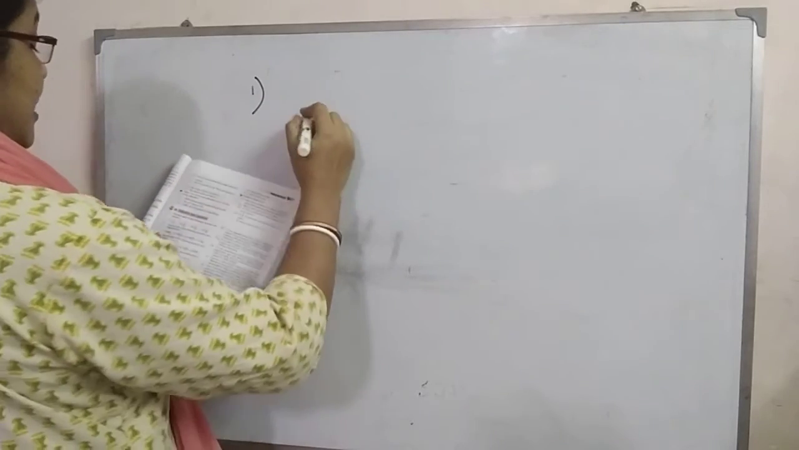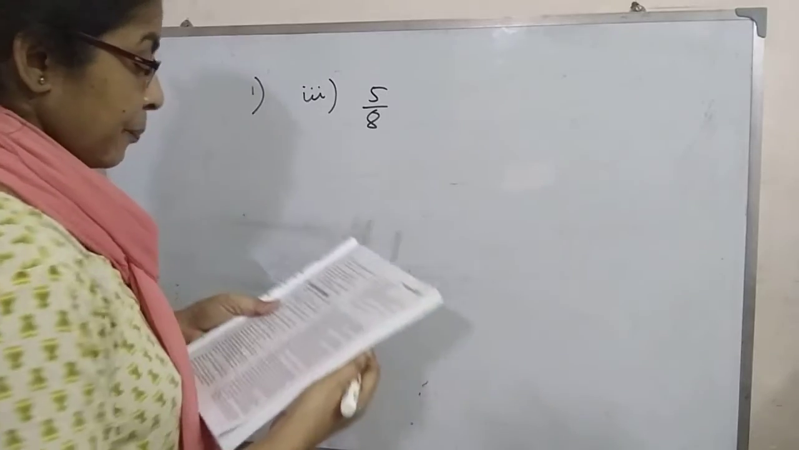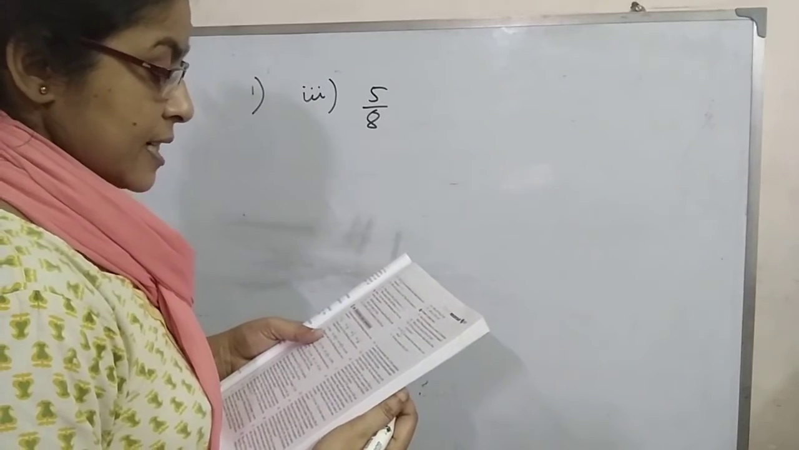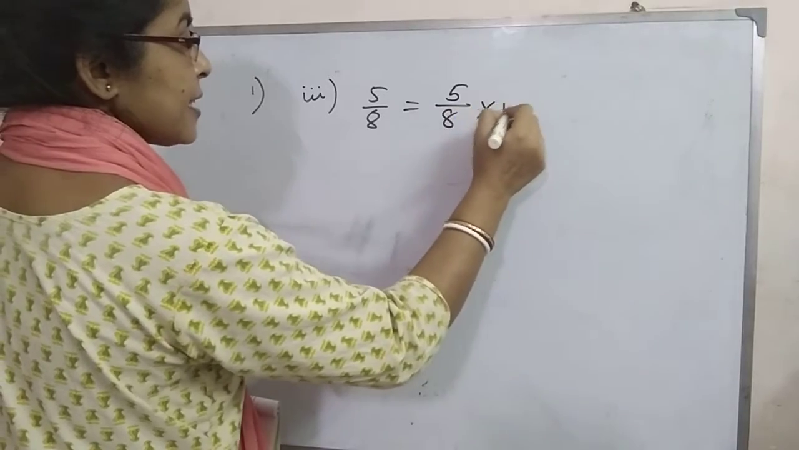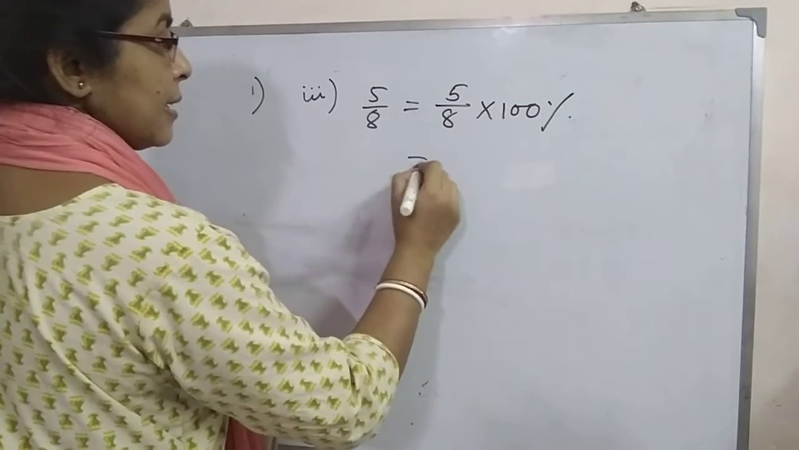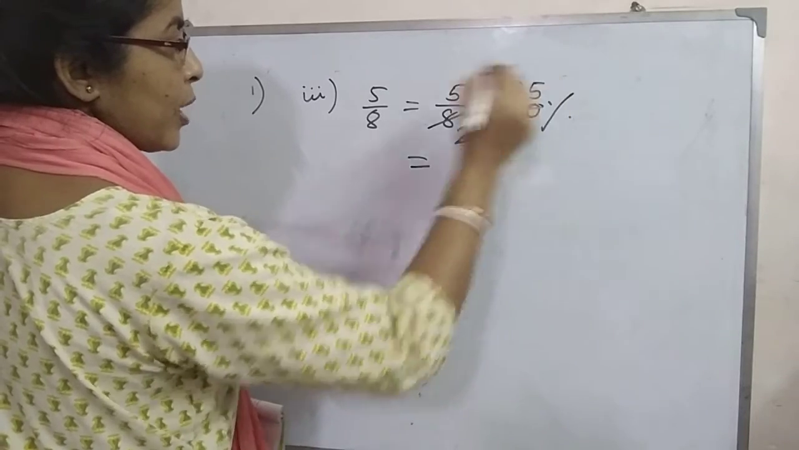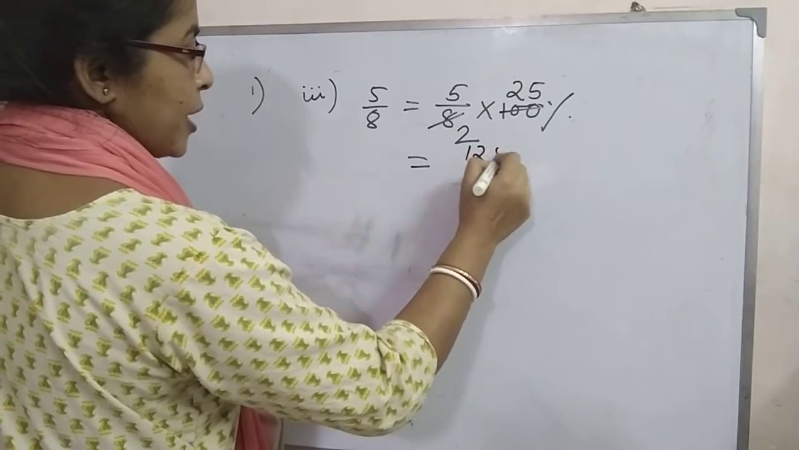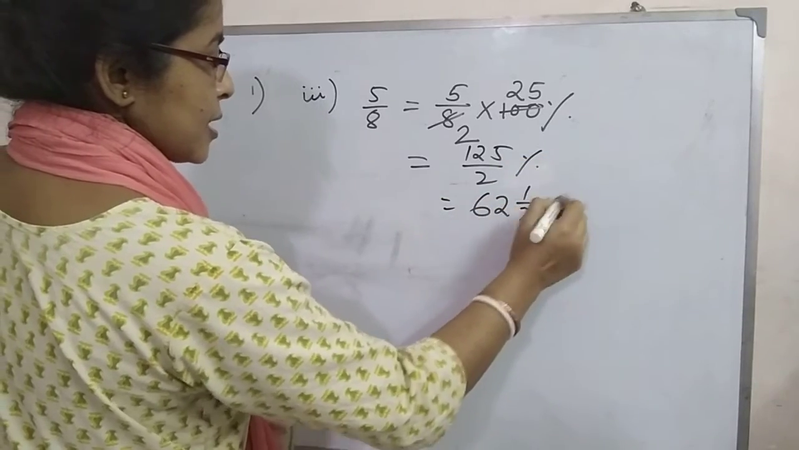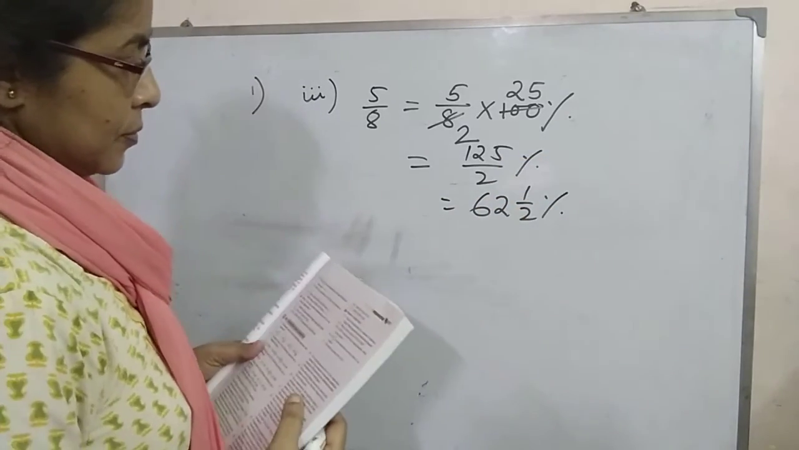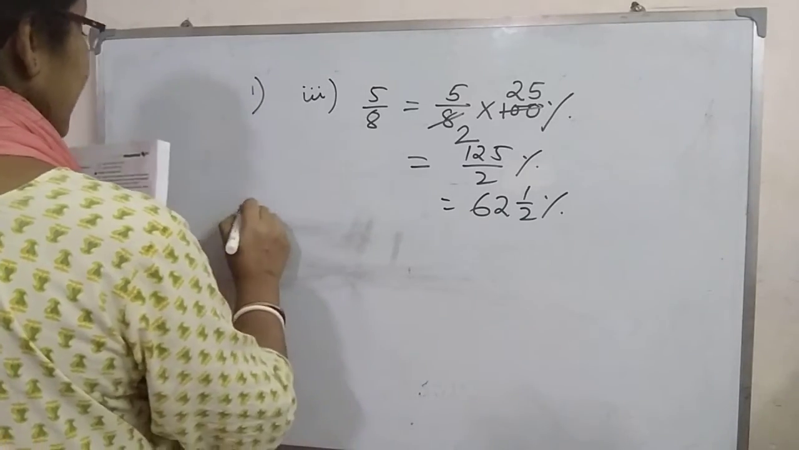1, 3. That is 5 by 8. Convert it into percent. I can write it in this way, percent. This is equal to 4 to 425, 125 by 2%, that is equal to 62 and a half percent. Okay.